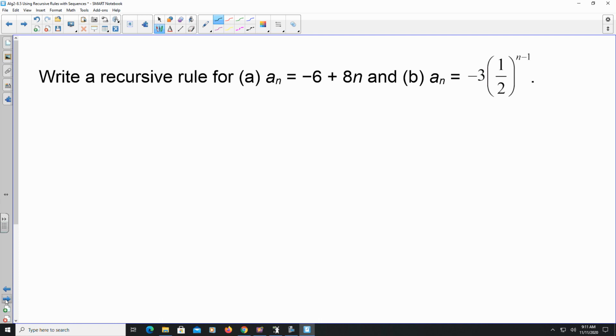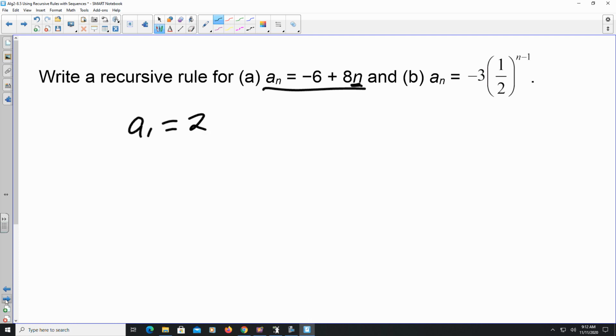Here they're asking you to write a recursive rule when you know what the explicit rule is. Looking at this first one, a sub n is equal to negative 6 plus 8n. This is an arithmetic sequence rule. The first thing you have to do is figure out what a sub 1 is. You simply put 1 in for n. Negative 6 plus 8 is 2. So I know that a sub 1 is 2.